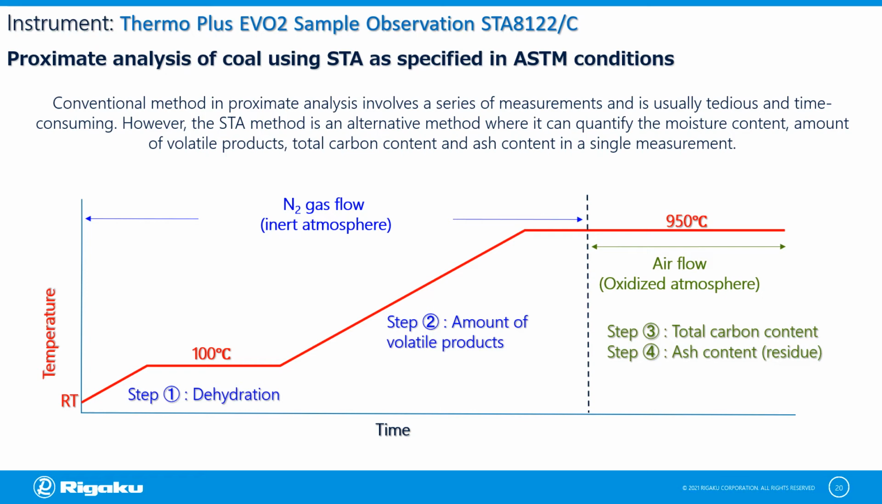First, the coal is heated under inert atmosphere at a constant heating rate up to 100 degrees centigrade and is held constant for the dehydration reaction. Then the coal sample is heated at a constant heating rate up to 950 degrees centigrade and the temperature is held constant for the removal of volatiles or thermal decomposition reaction. Then the atmosphere is switched from inert atmosphere to air atmosphere for combustion of carbon. Finally, the residue after the combustion reaction is the ash content.